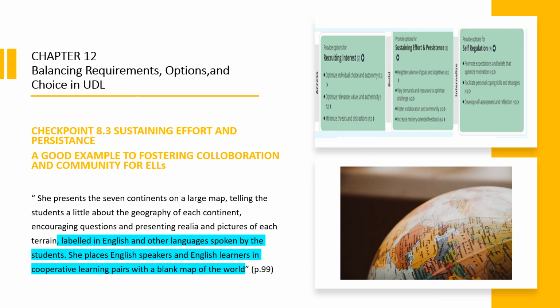And the teacher mentioned in chapter 12 labeled some terminology in English and other languages spoken by the students in her class. And she places English speakers and English learners in cooperative learning pairs with a blank map of the world while teaching geography of continents. And this is a very good example to foster collaboration in classes.